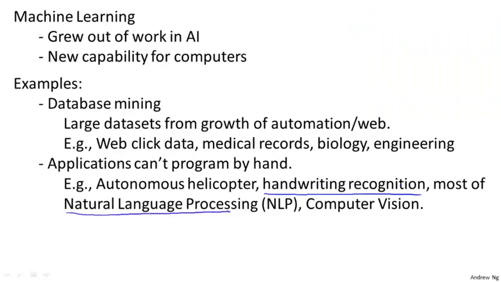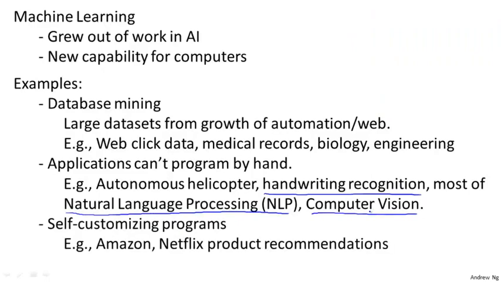And in fact, if you've seen the fields of natural language processing or computer vision, these are the fields of AI pertaining to understanding language or understanding images. Most of natural language processing, most of computer vision today is applied machine learning. Learning algorithms are also widely used for self-customizing programs. Every time you go to Amazon or Netflix or iTunes Genius and it recommends new movies or products or music to you, that's a learning algorithm.